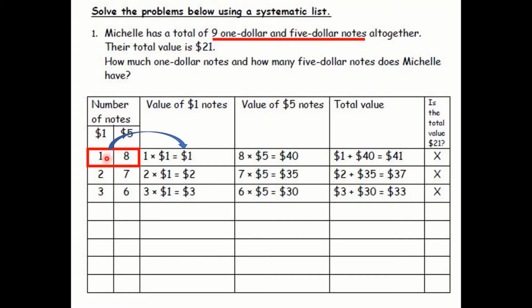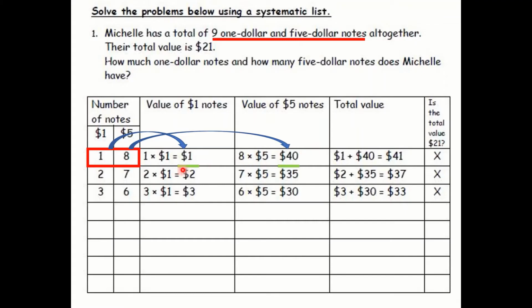So as you know, if there's one $1 note, or one $1 coin, what we do is we take 1 times $1 to get the total value of $1. And if there's 8 pieces of $5 note, 8 times $5 will give you $40. Now we have the value of the $1 note and the value of the $5 notes. We are supposed to add the total value together.